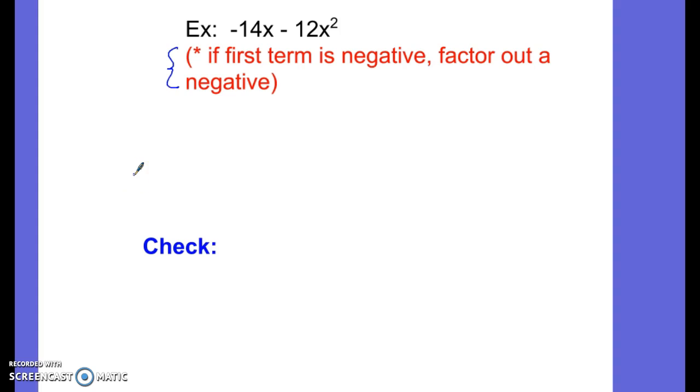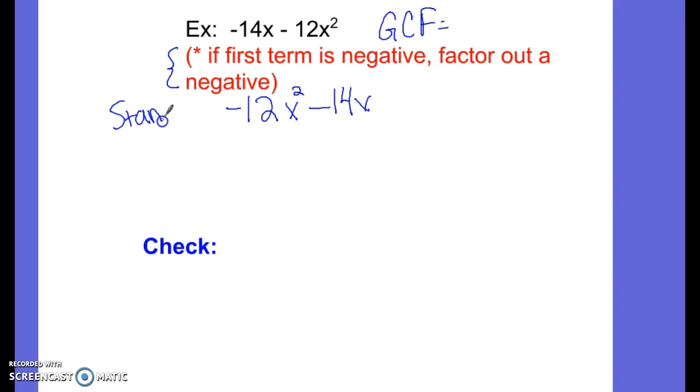This one's a little different because if your first term is negative, you have to factor out the negative. So in this case, first of all, I'm going to go ahead and put it in standard form. In standard form, it would be negative 12x squared minus 14x. Remember from Chapter 7, where you have to have your biggest exponent, then your next. But I still have a negative as my first term. So right away, I know it's negative.